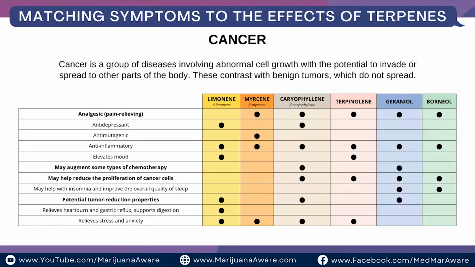Absolutely. So when we're thinking about cancer, again, we're looking at symptom relief. So we might be thinking about a pain relieving terpene, maybe something that can help augment different types of chemotherapy, which would be caryophyllene, something that might help reduce the proliferation of cancer cells, which can actually be several different terpenes, and then potential tumor reduction properties, which is several different terpenes again. So we've got your limonene, caryophyllene, and geraniol. So when we're thinking about cancer, again, we're really looking at symptom management and matching those terpenes to that symptom and what is going to help with moderating that symptom that the patient's having.